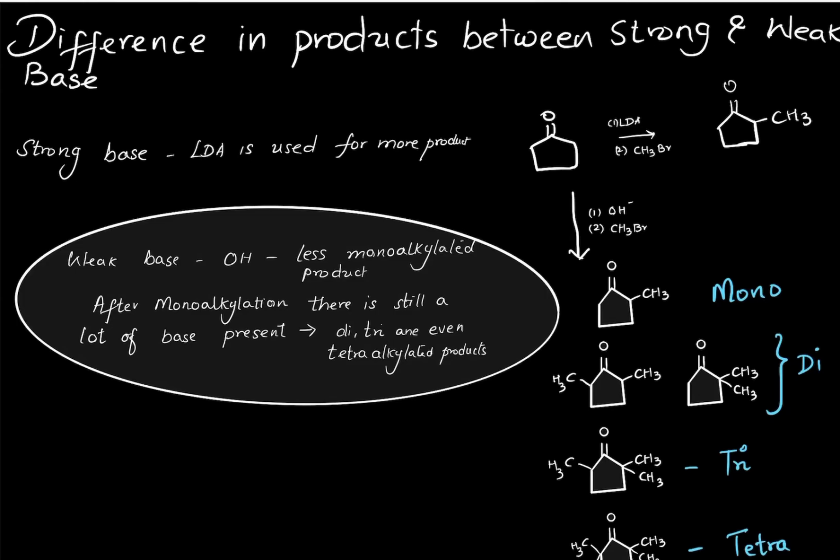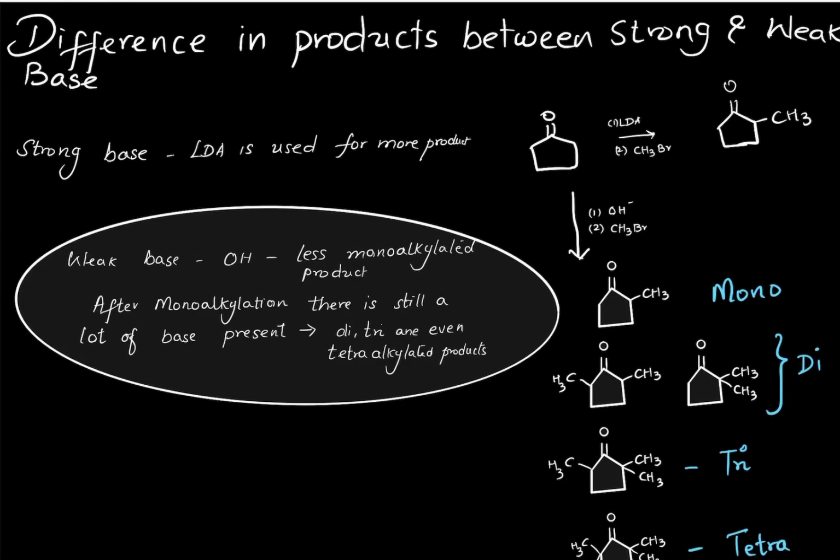Okay, but when you use OH, which is a comparatively weaker base than LDA, and react it with the corresponding alkyl halide, whichever alkyl halide you want to use based on the alkyl group you want to put in the alpha position, here you will get a mixture of different products. After monoalkylation, there is still a lot of base present, and therefore it is going to form the di, tri, or even tetraalkylated product.